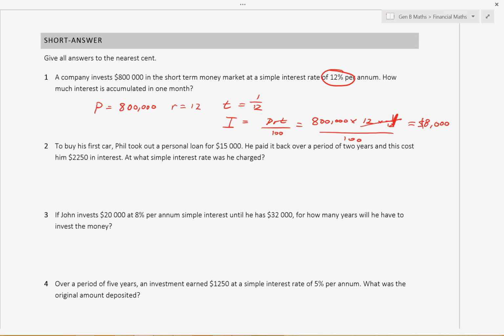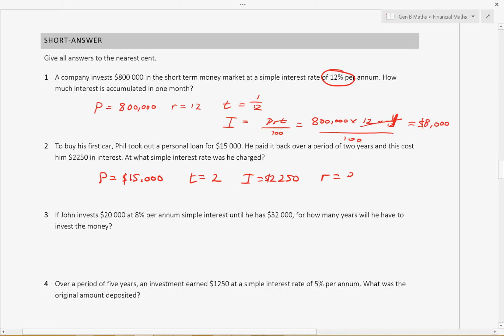To buy his first car, Phil took out a personal loan for $15,000. So let's just write that out straight away. P is equal to $15,000. He paid it back over a period of 2 years. So let's say that T is equal to 2, and this cost him $2,250 in interest. Okay, at what simple interest rate was he charged?